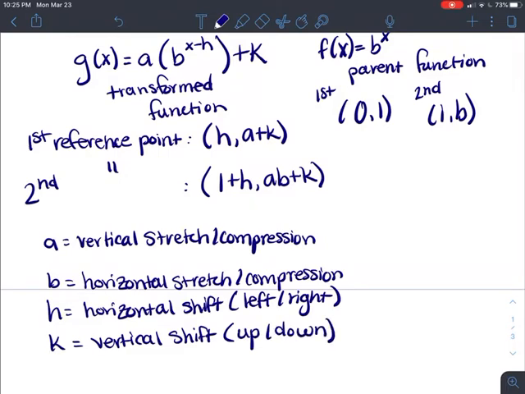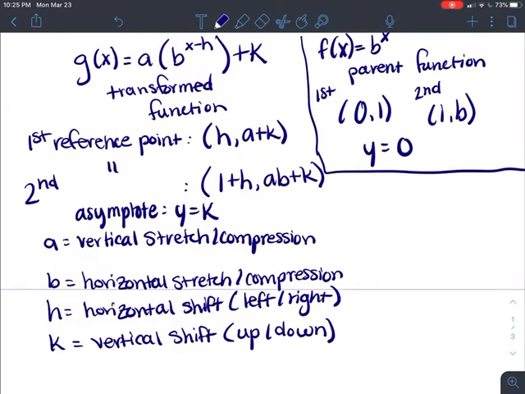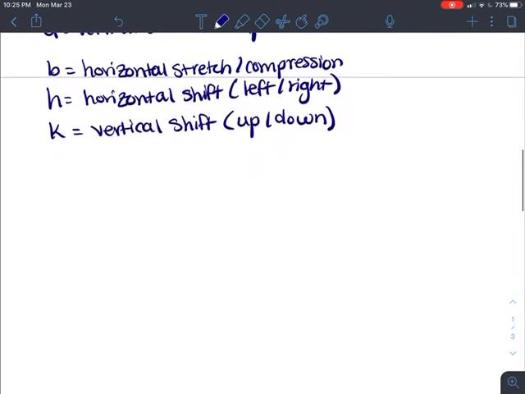Okay? And for the transformed function, the asymptote, write it right here, is y equals k. And for our parent function, it was y equals 0. Okay? So I'm going to do an example now.